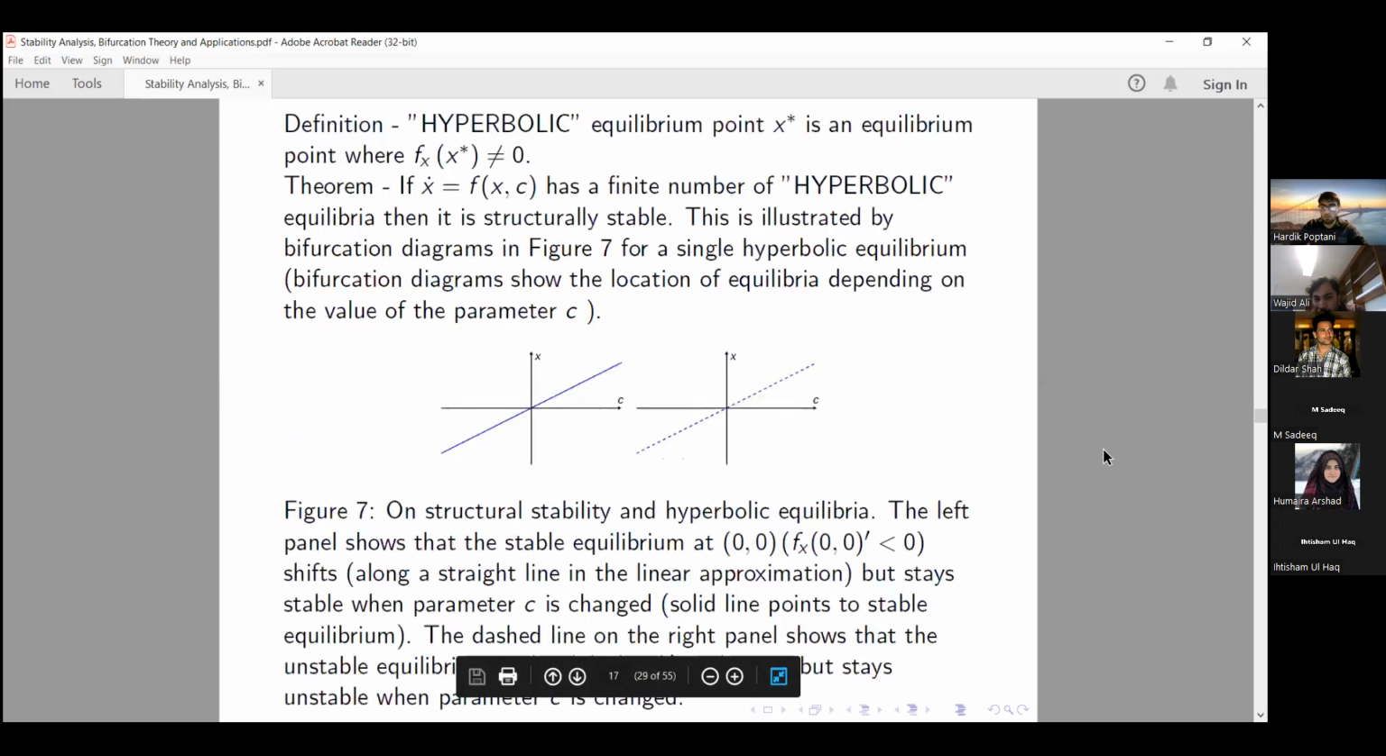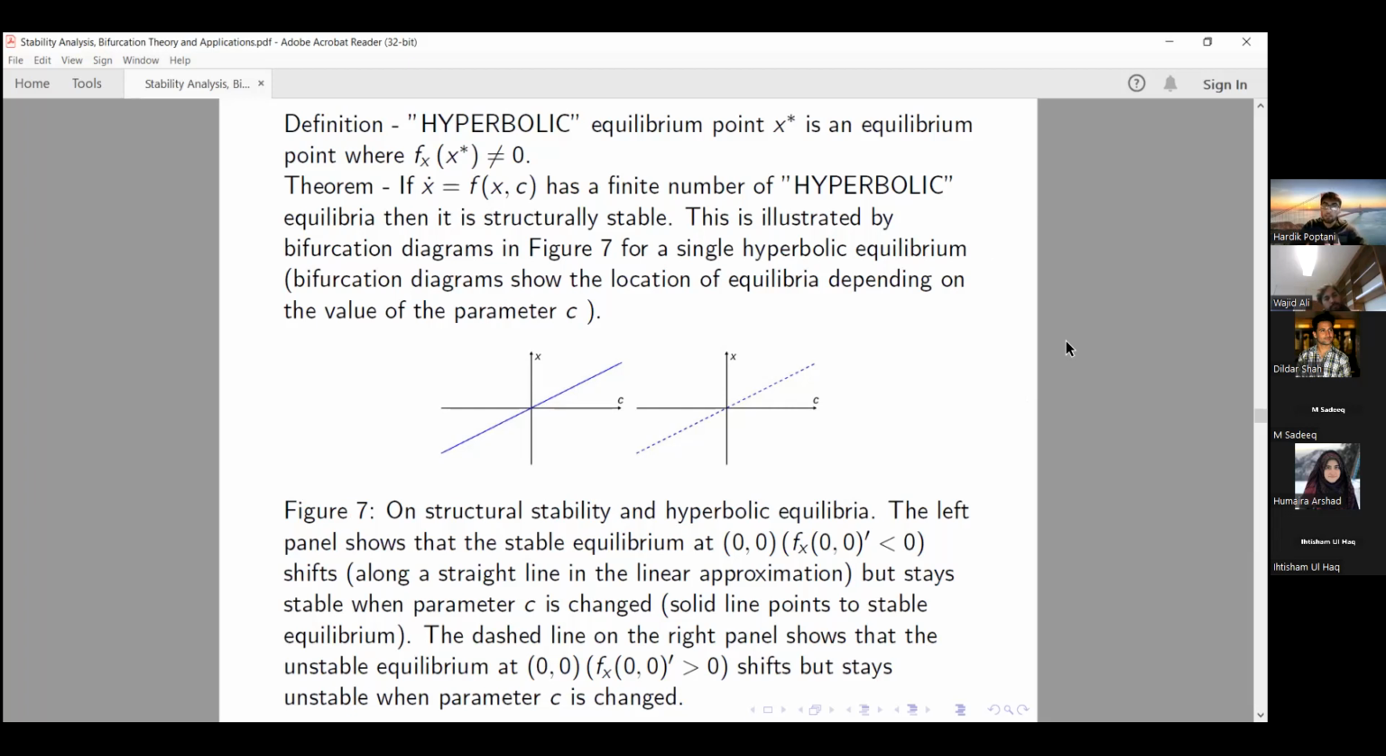So therefore, we will introduce another definition called a hyperbolic equilibrium point. x star is an equilibrium point where the derivative at x star is now not equal to 0. And we have a theorem saying that if x dot equals f of x, c has a finite number of hyperbolic equilibria, then it is structurally stable. This is, of course, illustrated by bifurcation diagrams in the figure below for a single hyperbolic equilibrium.